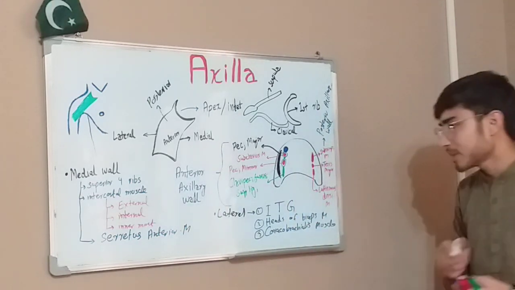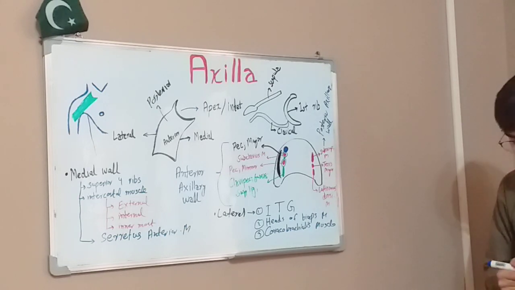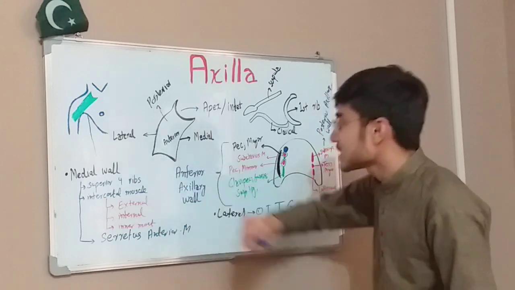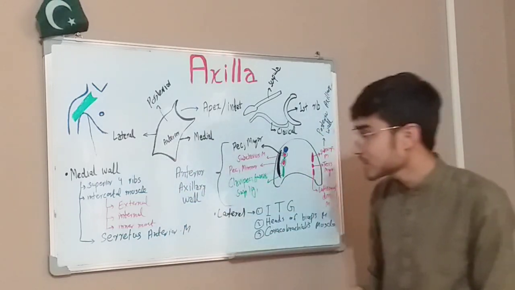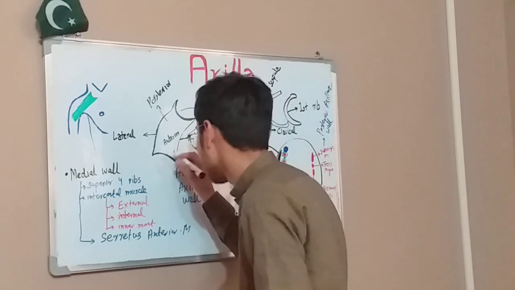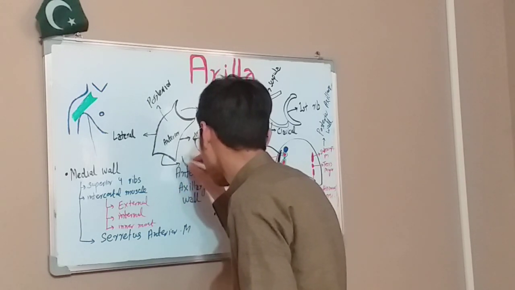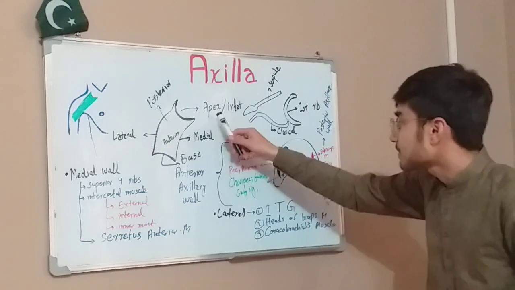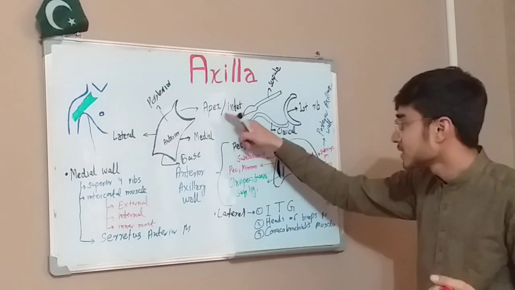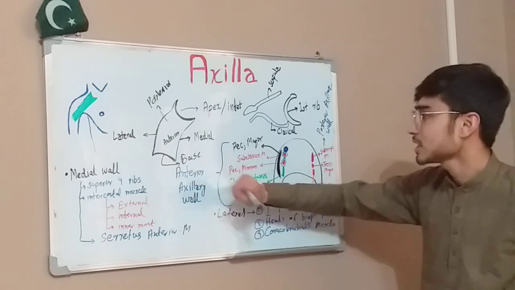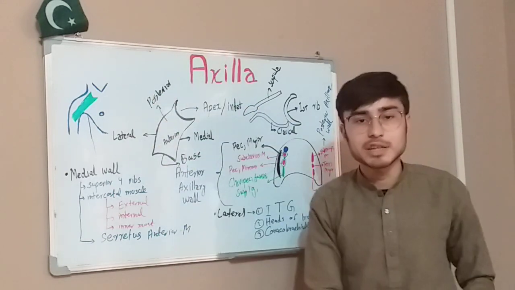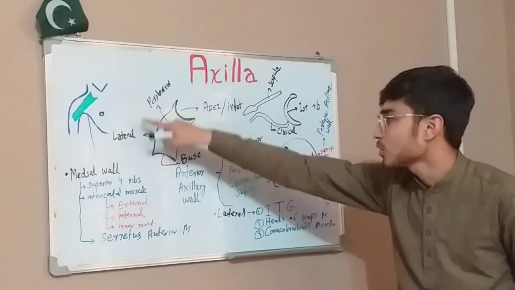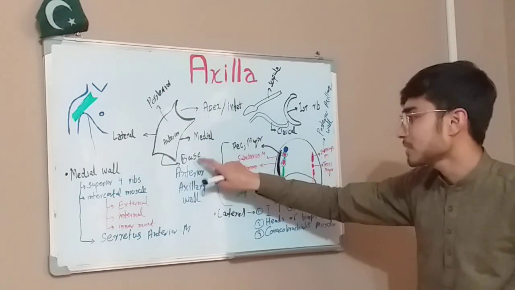We have the coracobrachialis muscle, right? Then we have the base of the axilla. First of all, we have one apex, then we have one base, right? Then we have 4 axillary walls. So I have explained so far the apex and the 4 axillary walls, and we are just left with the base.